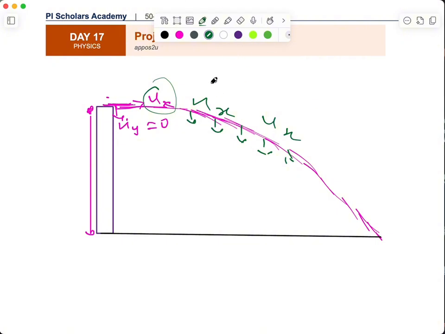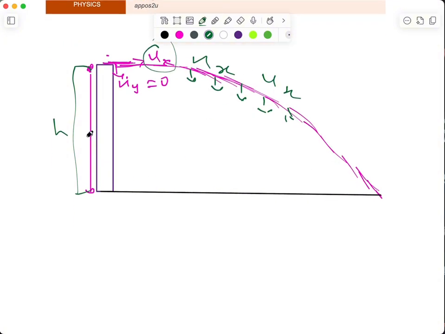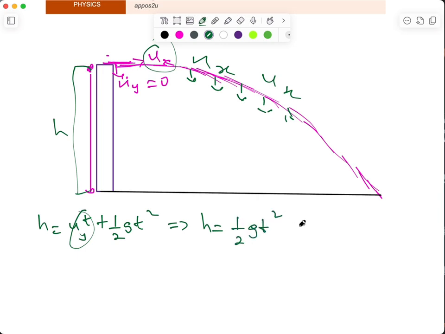Like I've said, the time it takes to fall down this height is the same time it will take this one to go through this point and come down here. So we can now use that. We know that h equals ut plus half gt squared as you're going down. Since I'm dealing with the y component, the initial velocity for the y component is 0, so this part becomes 0. What does that imply? h equals half gt squared. For this other one as well, it will take the same time to cover the distance.